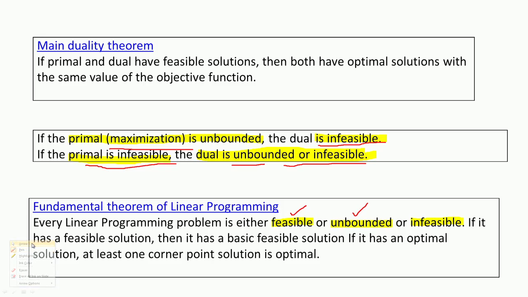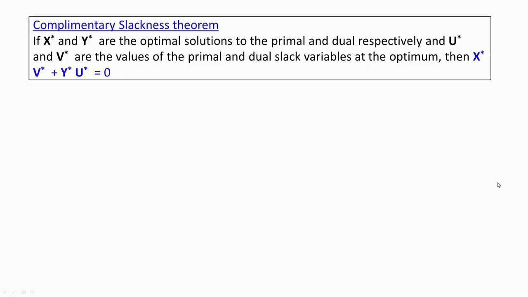Now, we move on to another important theorem, which is called the complementary slackness theorem. Now, what is this complementary slackness theorem? We have to introduce some notation to this problem. If x star and y star are the optimum solutions to the primal and dual respectively, and u star and v star are the values of the primal and dual slack variables at the optimum, then x star into v star plus y star into u star is equal to 0. It is generally stated as xv plus yu equal to 0.